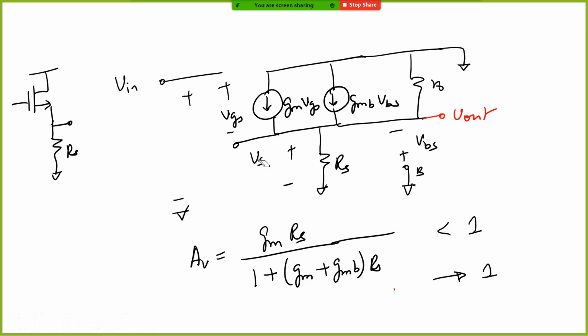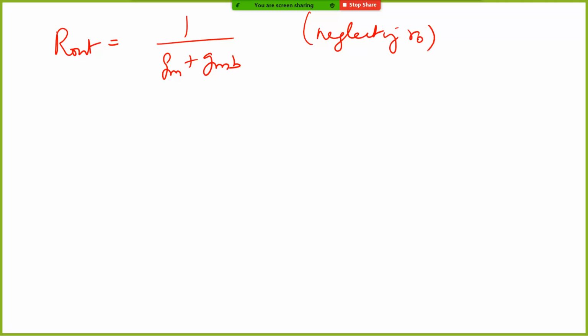This is Vout. In order to find the output impedance, you connect a test voltage source, measure the current which is going in, and you can do Vt by It, and you will see that Rout is equal to 1 by (gm plus gmb) approximately, if you neglect r0.